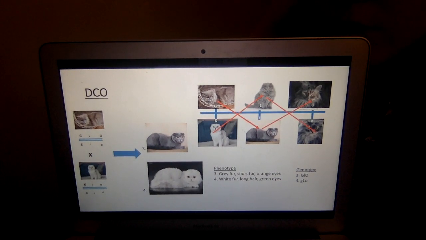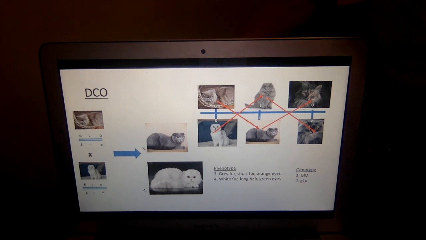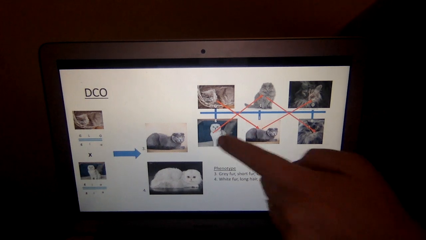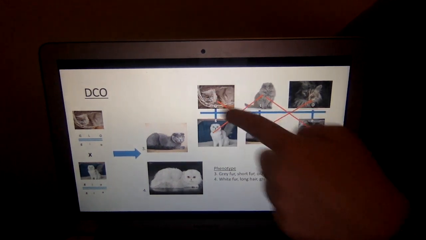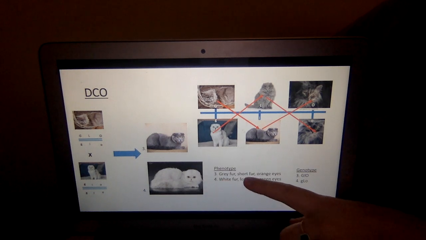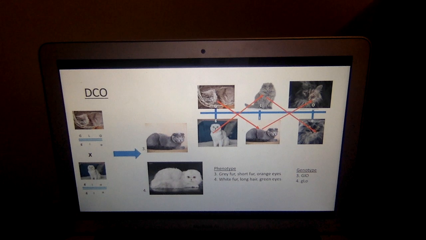Next, we do a double crossover. It is less likely for a double crossover to happen because crossing over twice is less likely than having just a single crossover. So this is how the double crossover works. The phenotype for this is going to be either gray fur, short hair, and orange eyes, or white fur, long hair, and green eyes. And there's the genotype.